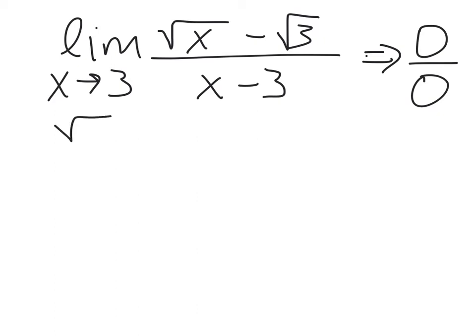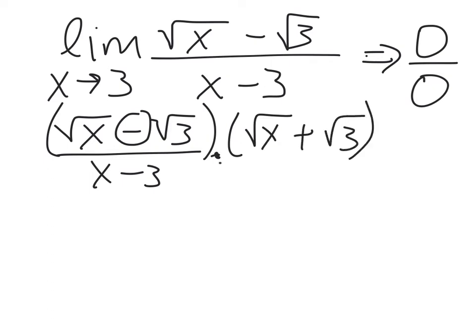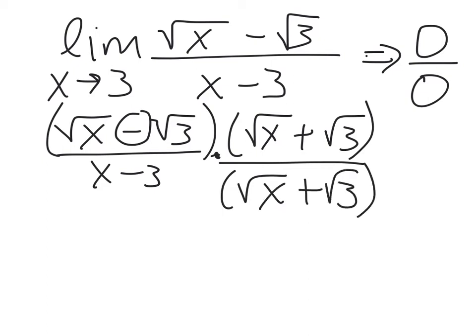Well, what can we do to this one? When we're facing a square root or even 2 square roots like in the numerator, we want to multiply by what I call the conjugate. Okay. Square root of x plus square root of 3. We have to multiply that top and bottom, and again the bottom we want to leave alone. But what happens in the top?